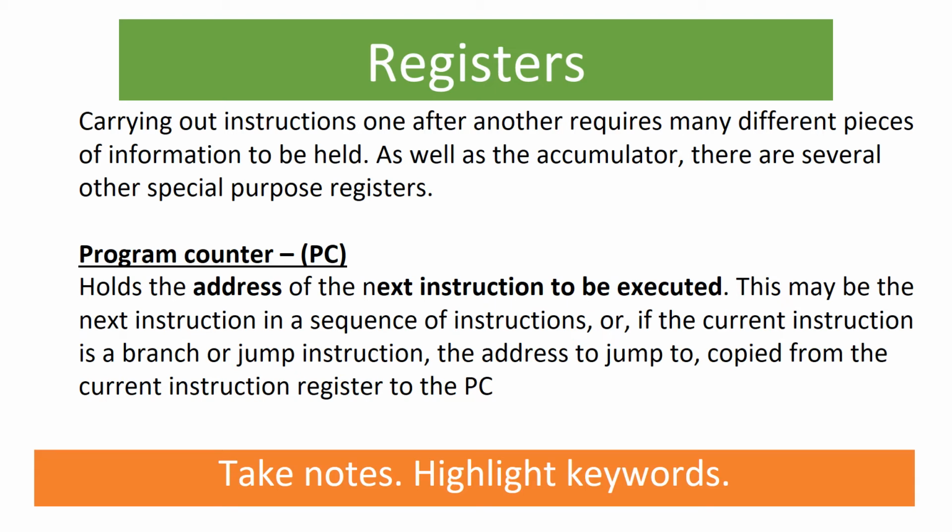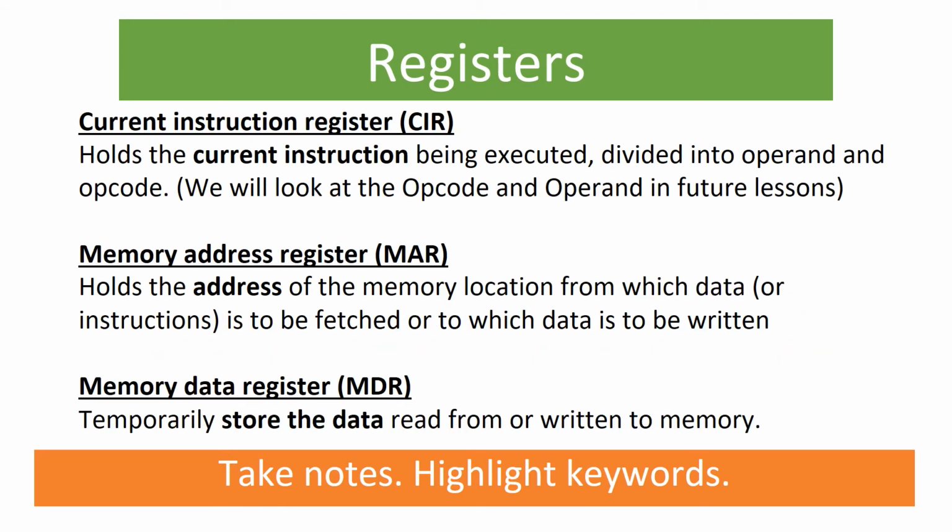It might be an instruction in a sequence. It might be a branch, so it might have an address to jump to. It might be copied from the current instruction register to the PC as well. We've got 3 more different registers that you need to learn about. The CIR, the Current Instruction Register. This holds the current instruction being executed, the actual instruction.